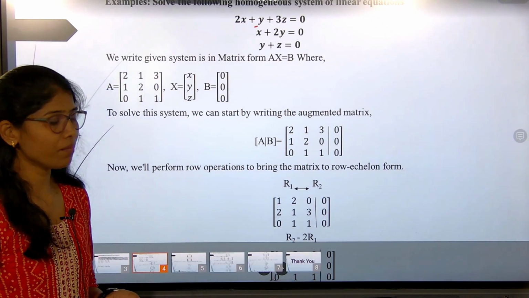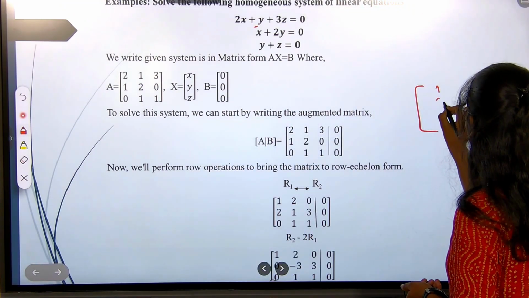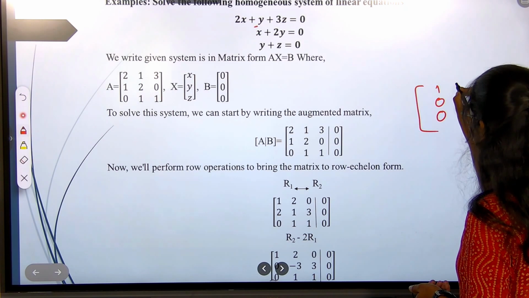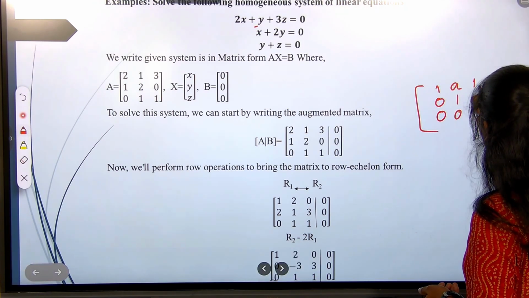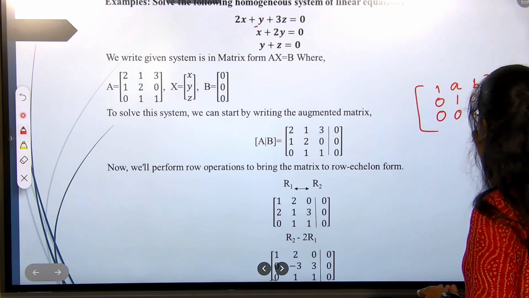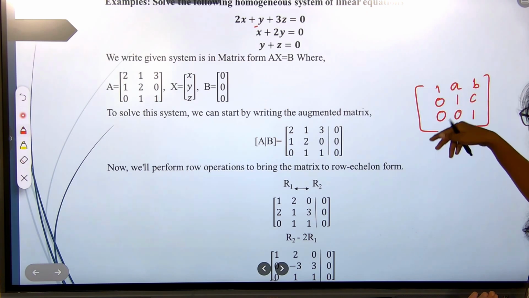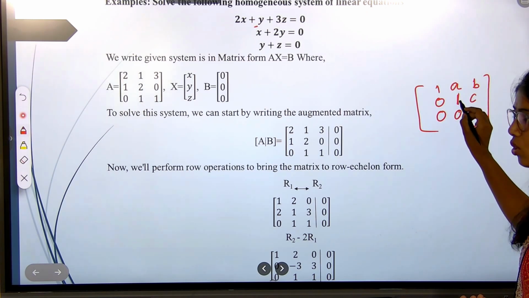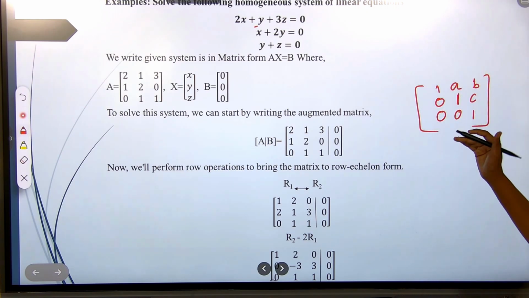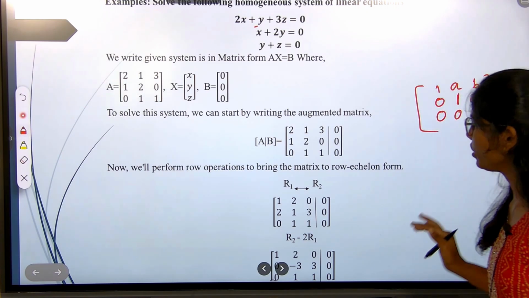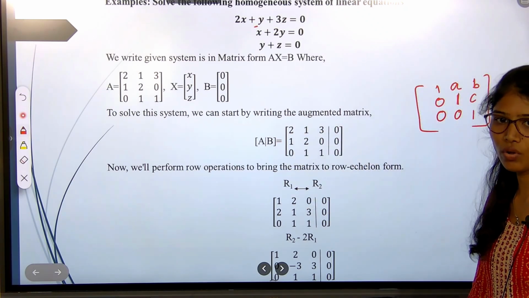Row echelon form means what? Like this: 1, 0, 0, a, 1, 0, something b, c, 1. All leading elements 1. Then any two consecutive rows, leading element of second row is right to the leading element of first row, and all 0 rows are at the bottom. This is called row echelon form. For that we have to bring that A with B augmented matrix in row echelon form.